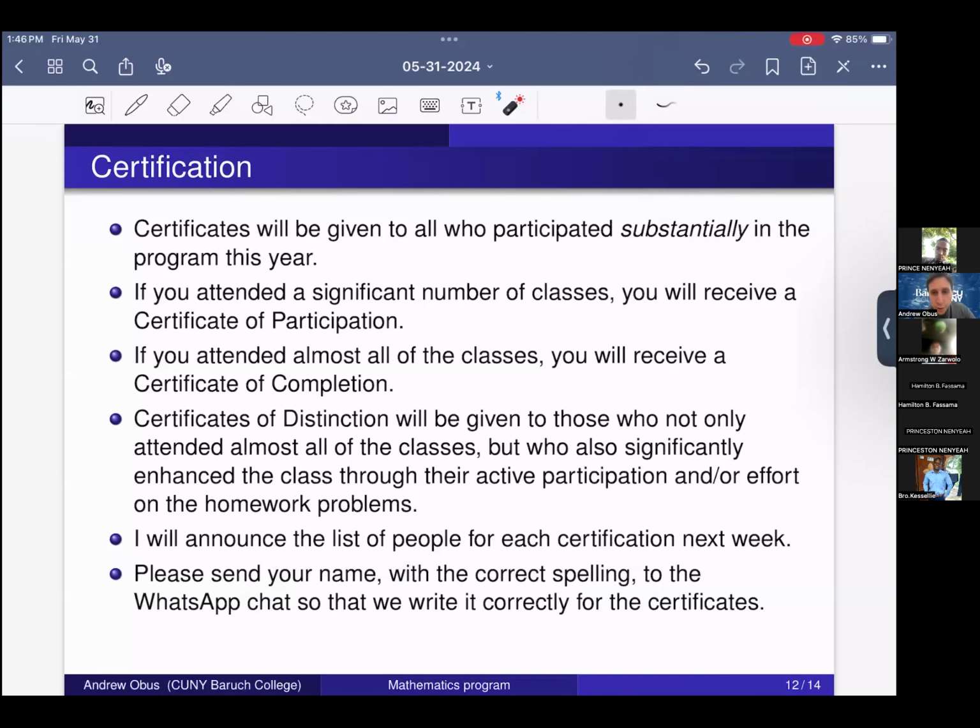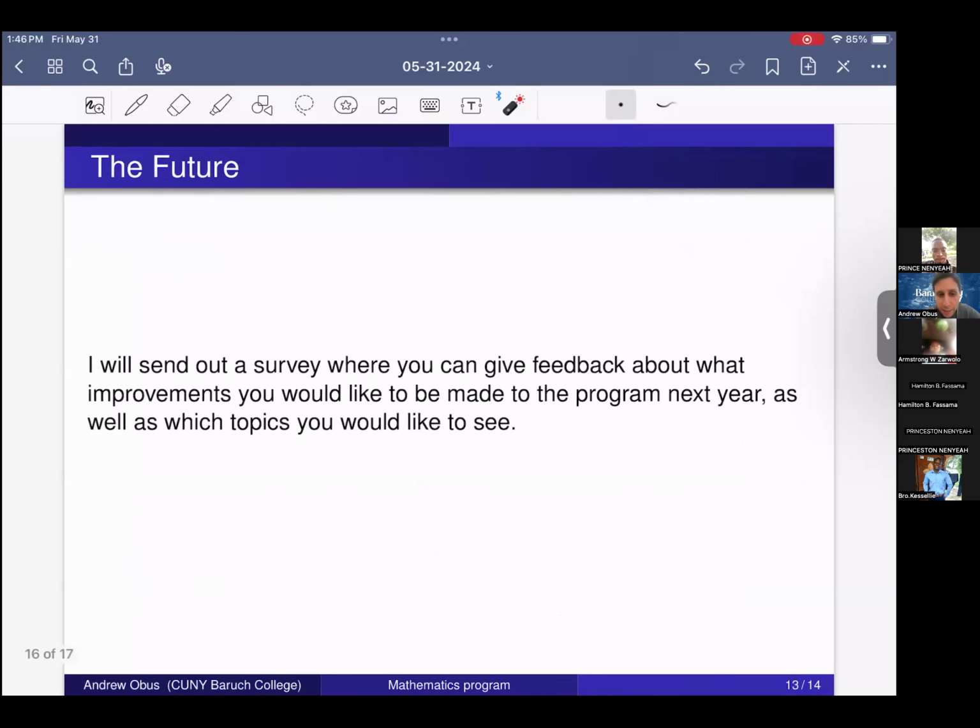Okay, but in the meantime, at some point this week, make sure you send me your name with the correct spelling so that I don't make any mistakes on the certificates. And as always, I'm going to send out a survey where you can give feedback about what improvements you would like to be made to the program next year. Are there topics that you think should be covered?